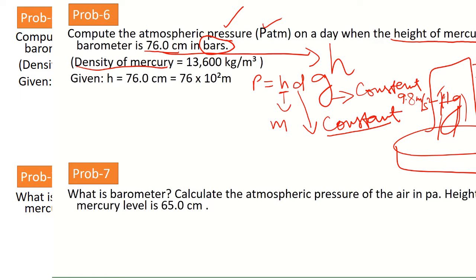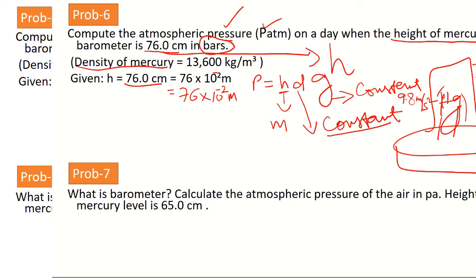Now here this 76 centimeter is 76 multiplied by 10 to the power minus 2, not 2, so this is minus 2. So here this is 76 into 10 to the power minus 2 whenever you are changing this centimeter to meter. So this is the value of the height of the mercury.